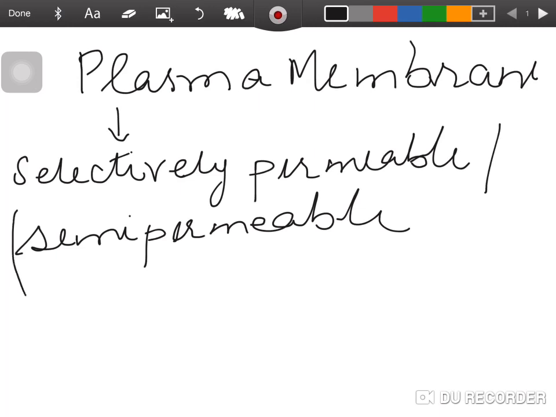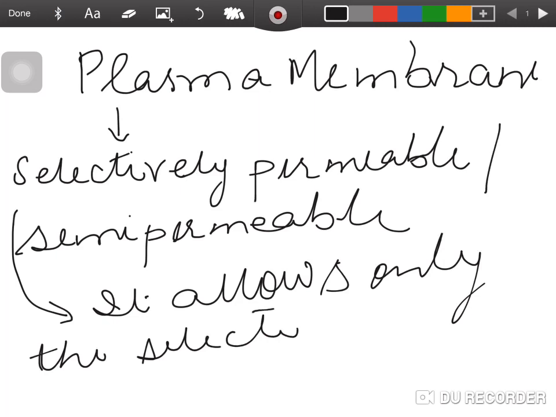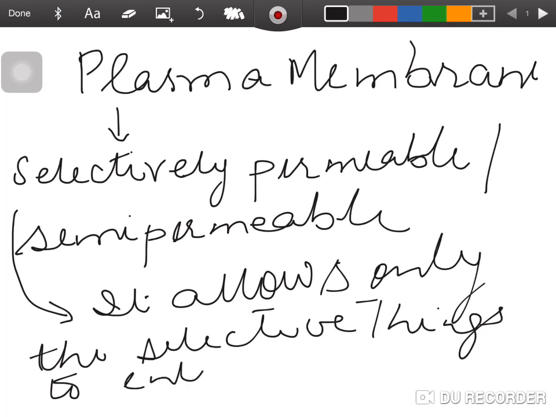So what is the function of this plasma membrane? It allows only the selective things to enter.